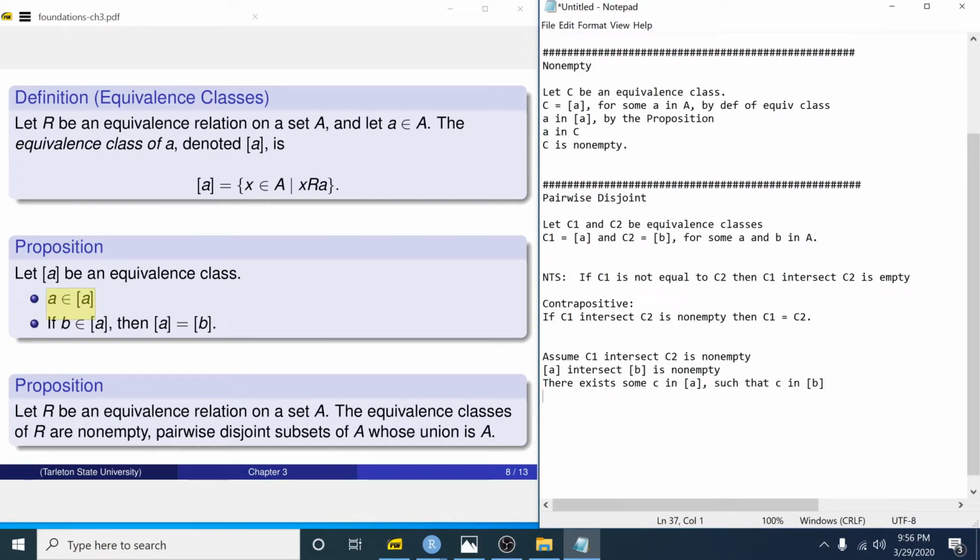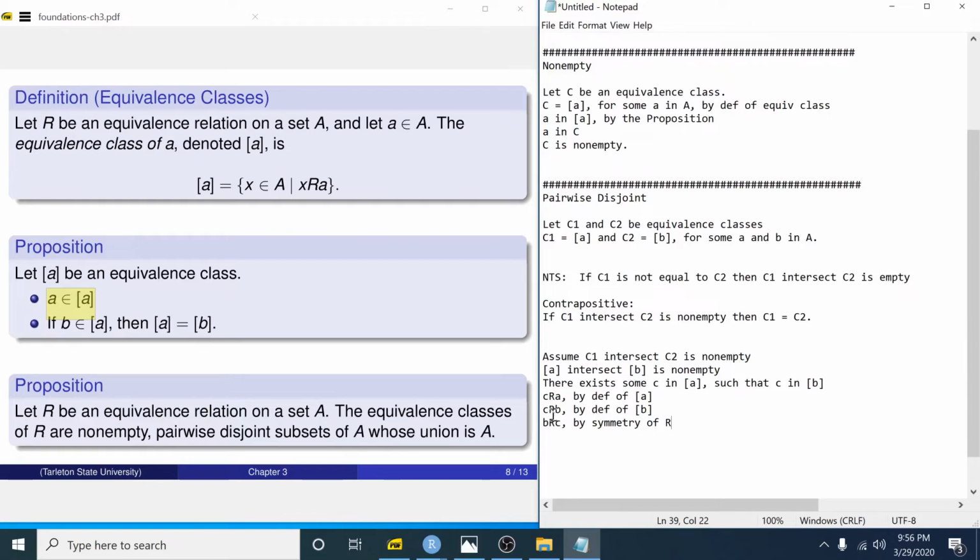Now, if C is in bracket A, then that means that C is related to A. And this is just by definition of bracket A. If C is in bracket B, then that means that C is related to B by definition of bracket B. And another thing we can do here is we can say that B is related to C, and this is by symmetry of R. So again, the relation R that we're dealing with is symmetrical. So if C is related to B, then B is related to C.